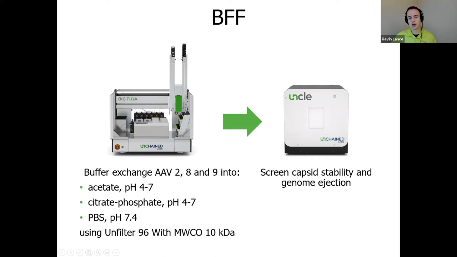Once we did those buffer exchange experiments, we were able to run them on Uncle and again screen for capsid stability and genome injection behavior.